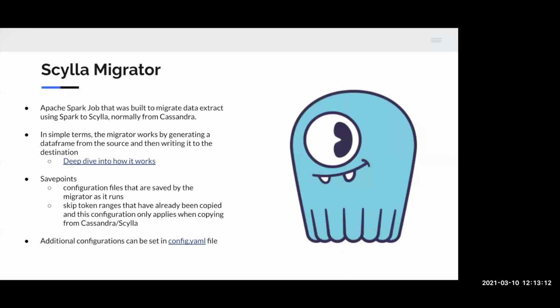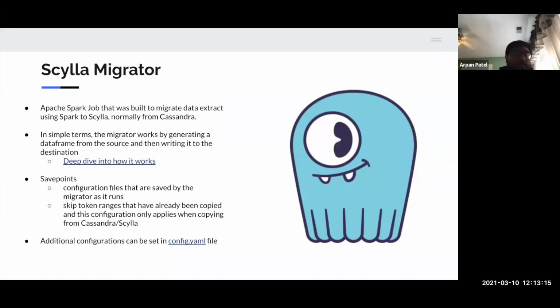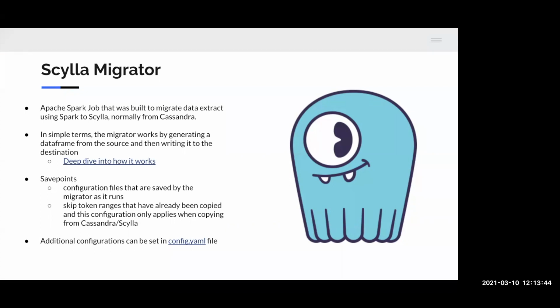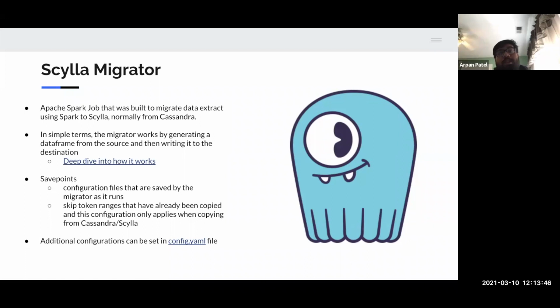They also utilize something called save points. Save points are essentially configuration files that are saved as the migrator runs, and that essentially tells the job as it's going to skip token ranges that have already been copied. This configuration only applies when copying from Cassandra or Scylla. The migrator itself has functionality for moving data from Parquet and Dynamo, but we'll just be focusing on Cassandra and Scylla. Additional configurations can also be set and adjusted in the config.yml file, and we'll talk a little bit about that once we get to the demo portion.